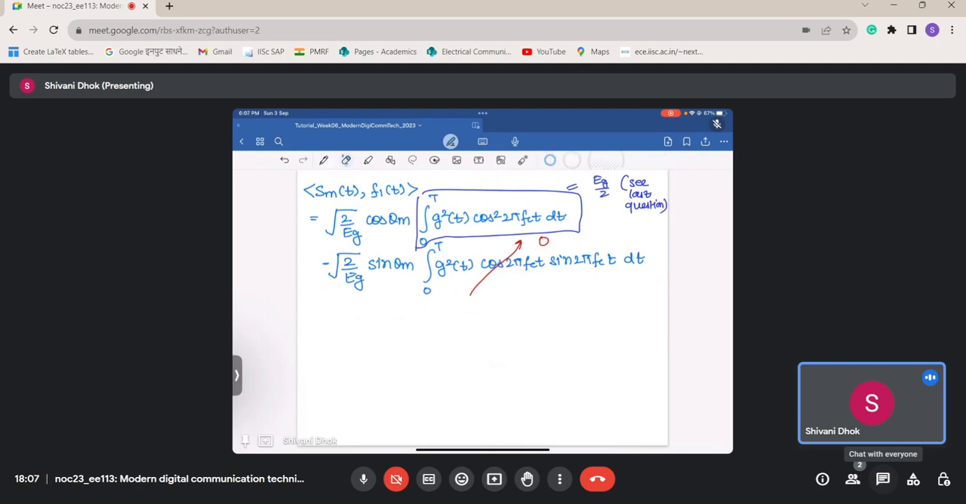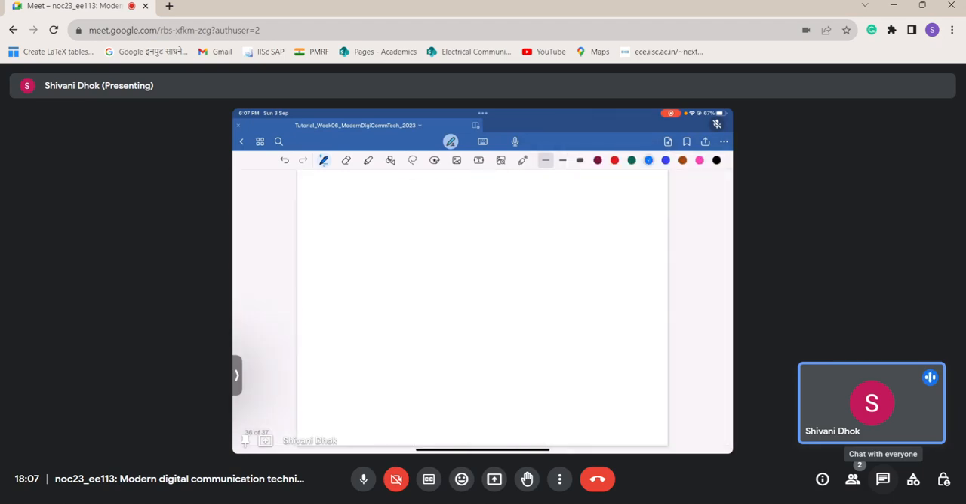Or to be precise, the previous question. Okay, so now this comes out to be root 2 by Eg cos theta m, multiplied by Eg by 2. So this comes out to be root of Eg by 2 cos theta m. So this is the first thing that we have found out.